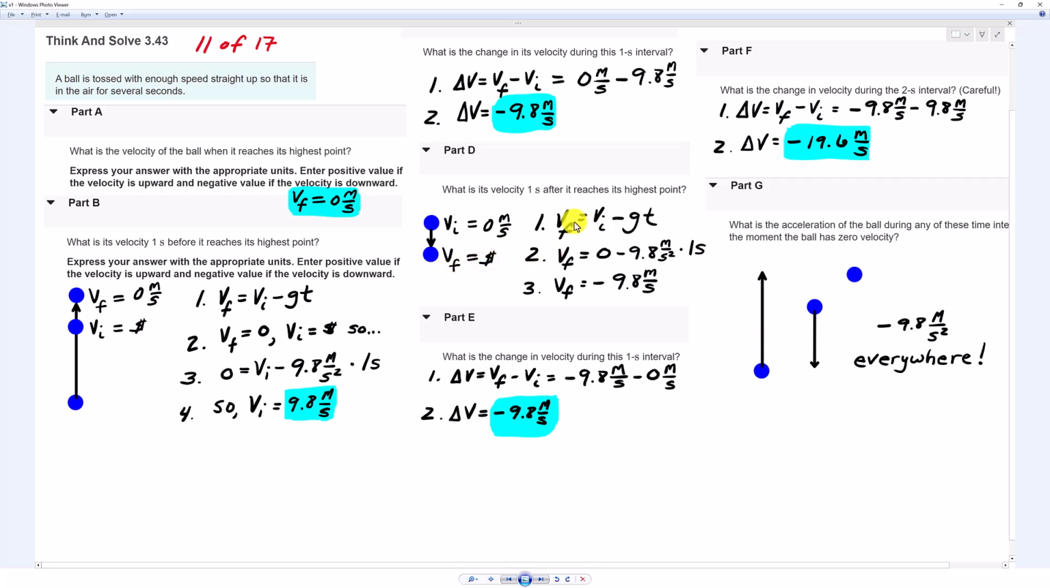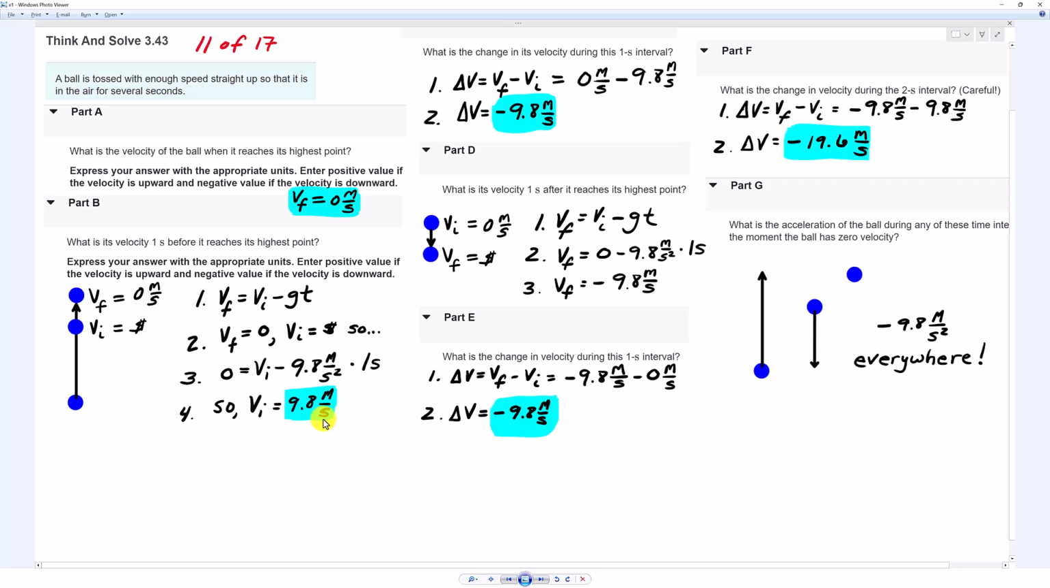Here's that same green sheet equation. My final velocity is, again, what I'm looking for. And initial velocity is 0. Negative g means negative 9.8 meters per second squared. And I get my final velocity 1 second after reaching the top of its trajectory is negative 9.8 meters per second. And again, that negative makes sense because I'm going down.